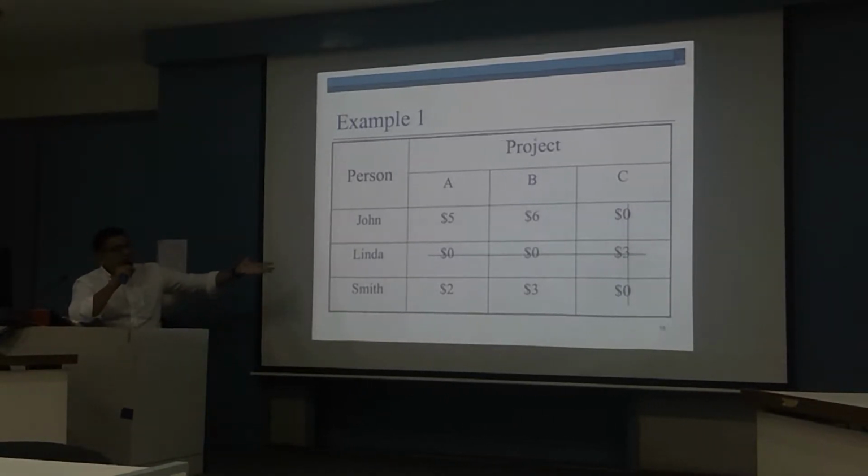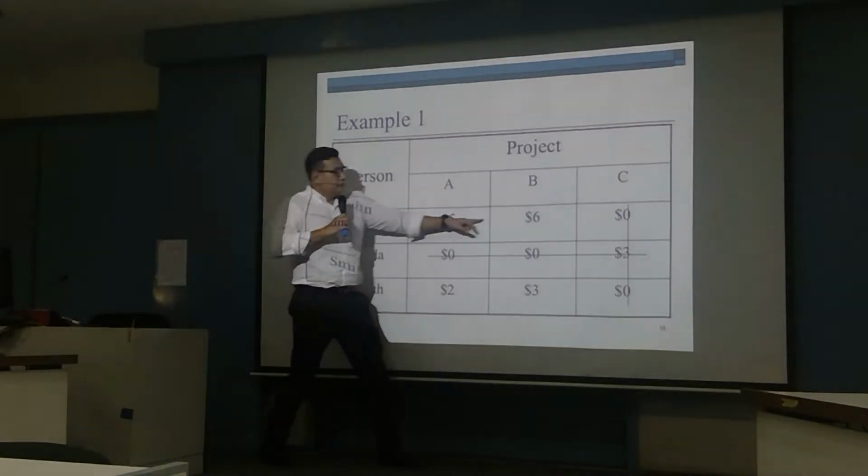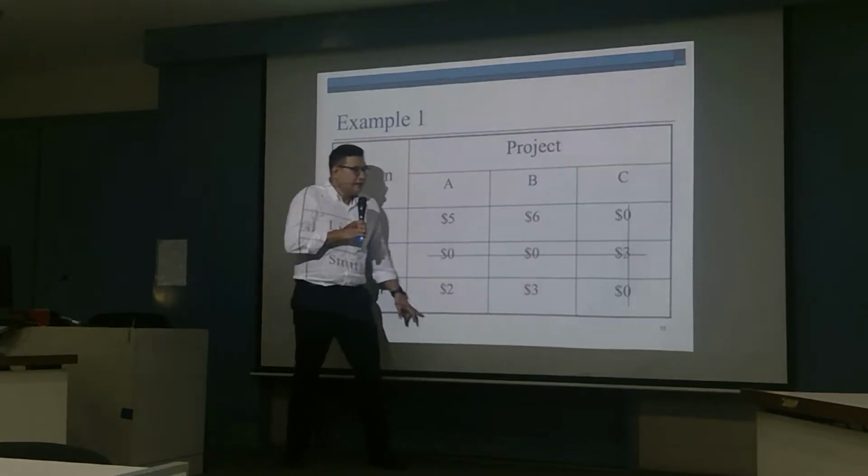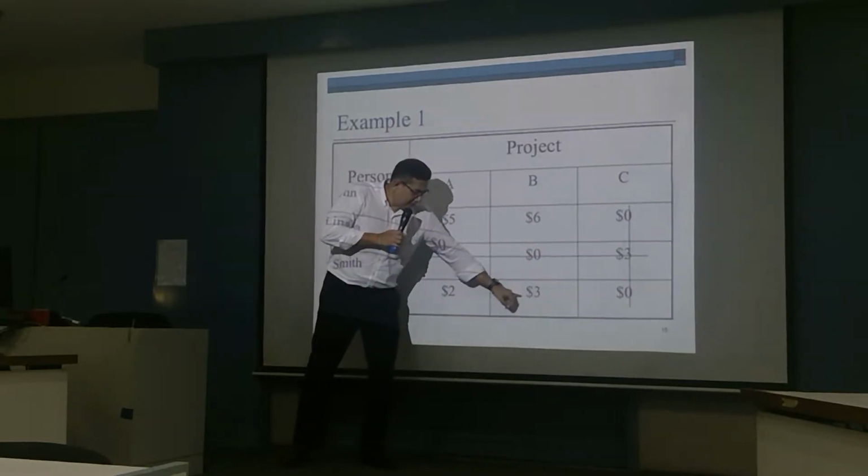So in this case, back to our problem. Now, drawing the lines to pass the zero values in the table, I'm using just 2 lines minimum, but I have 3 rows and 3 columns, right? So the number of lines is less than rows or columns. So it means that I'm not getting the optimal solution yet. I need to modify. Okay, and the way we modify is that we look at the values that are not covered by a line. The values that do not have a line passing through them.